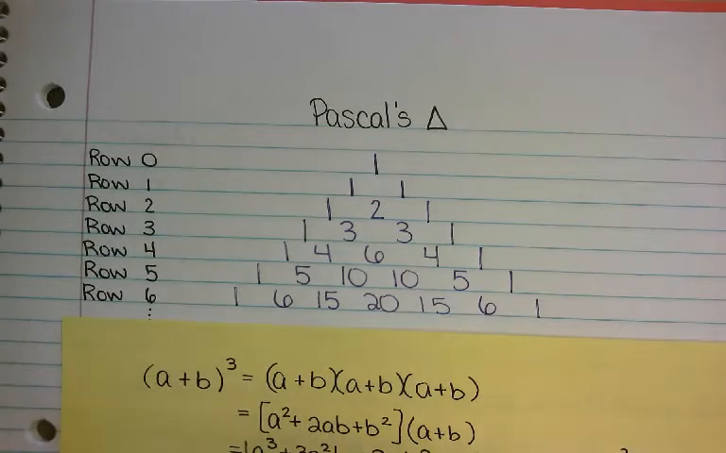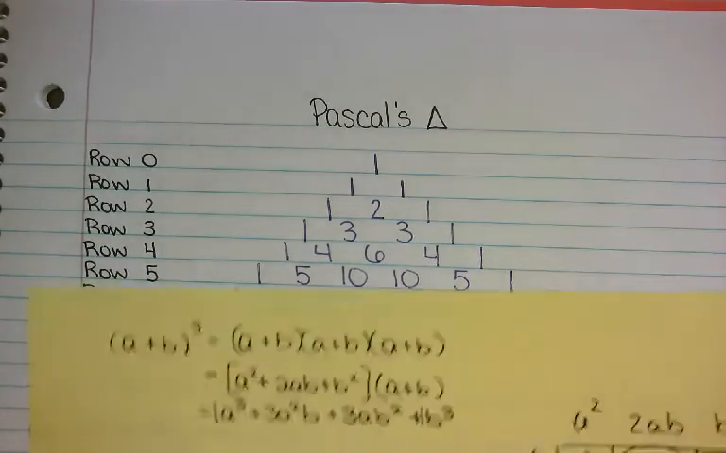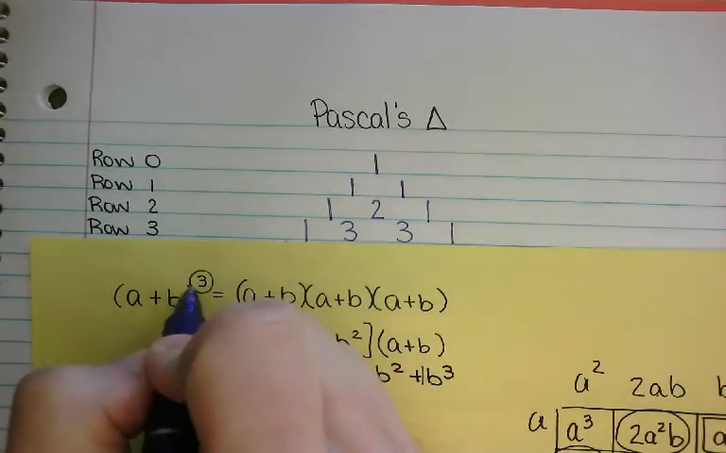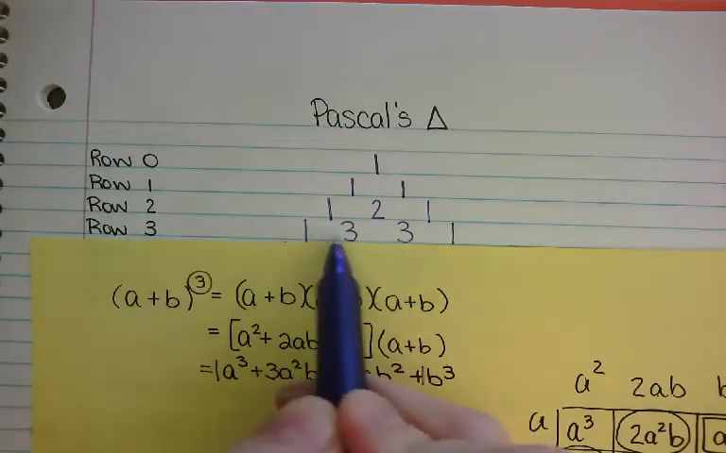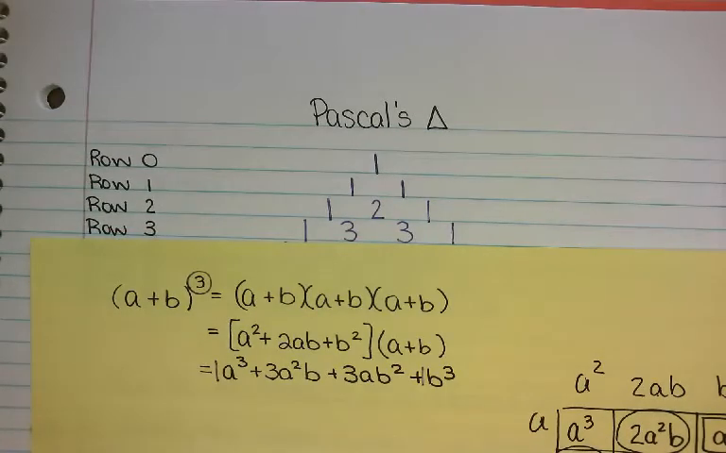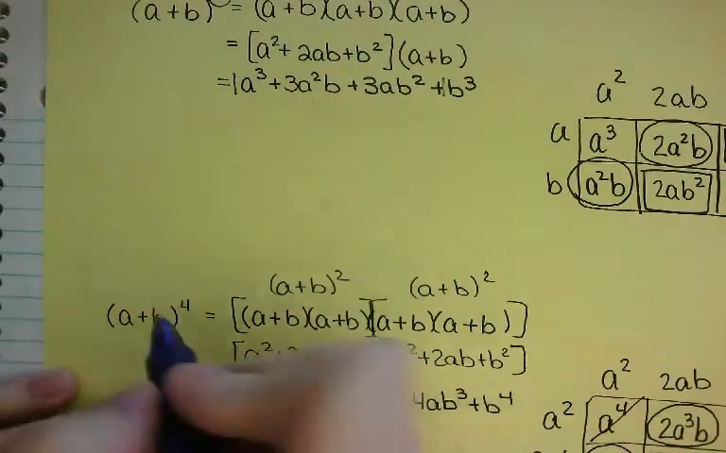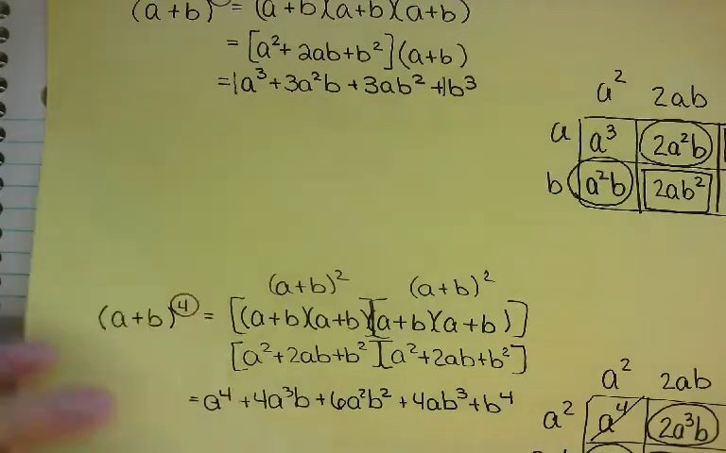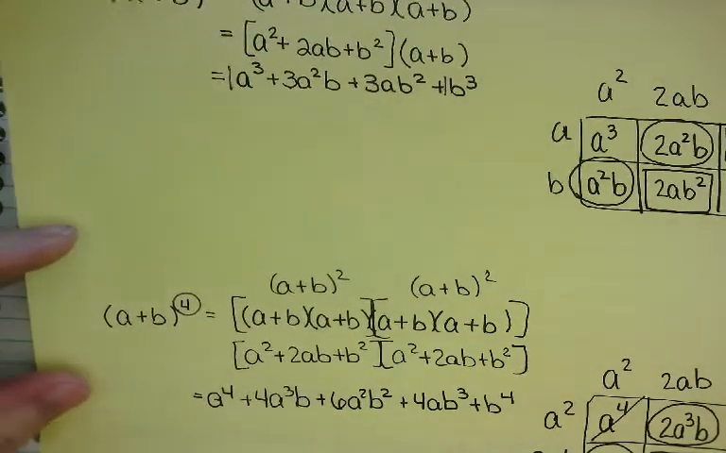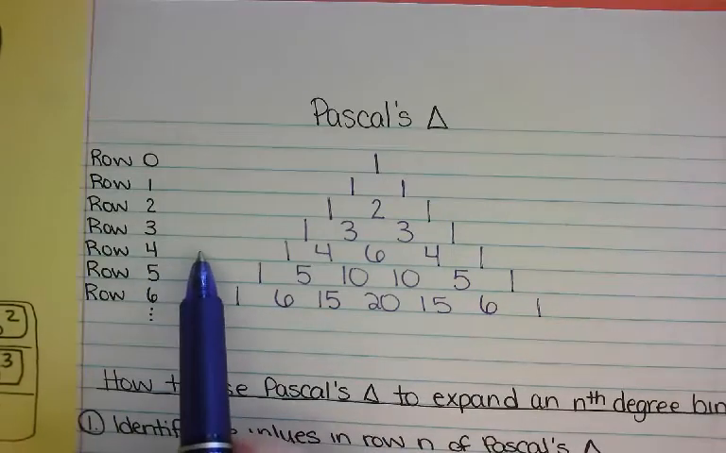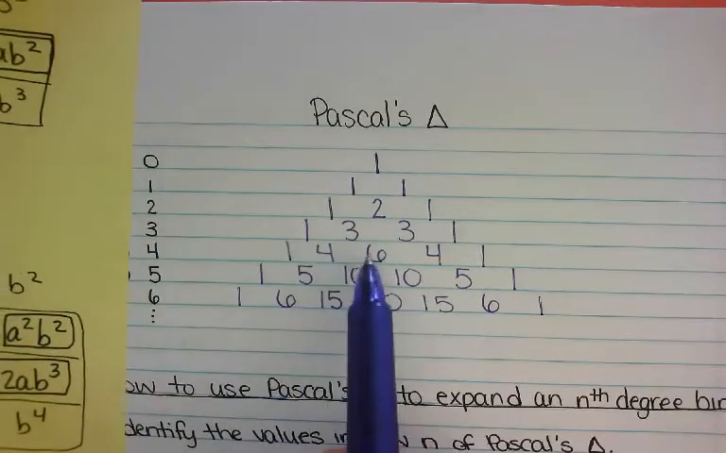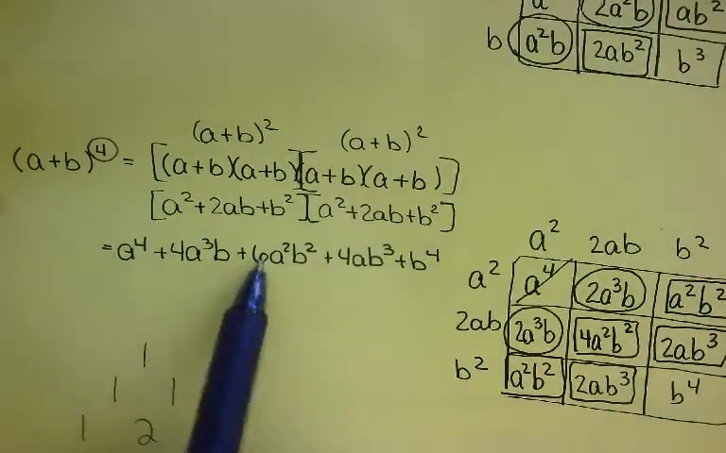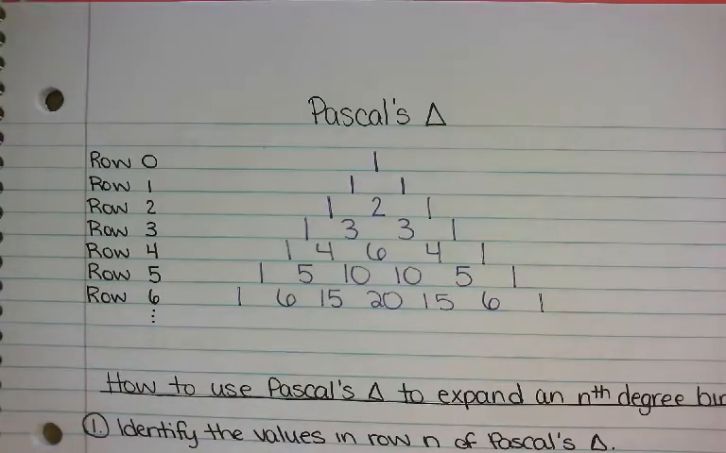So here's 1, 3, 3. Here was another 1. Okay. And if you look, the degree was the row that I had the coefficients. Here was my exponent here. Okay. So I've got a 4th degree. So I could look at row 4, and I could see that I'm going to be using a 1, a 4, a 6, a 4, and a 1. Those numbers came into play. Those are the numbers in front of the variables. Okay?